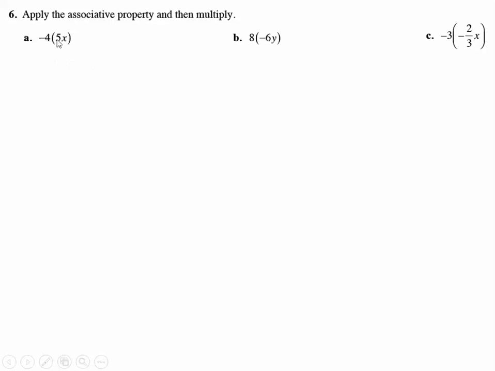So in this case, a negative times a positive, I got myself a negative. 4 times 5 is 20, and then the x comes with it here. In this case, positive times a negative is a negative. 4 times 6 is 24, and the variable is a y. In this case, I'm going to put a little 1 underneath the negative 3, and I'm going to make that into a positive because 2 negatives make a positive, and then I'm going to get rid of those 3s because I have a 3 on the bottom, 3 on top. So notice I just have 1s on the bottom. So my final answer is just going to be 1 times 2 times x, or just 2x.